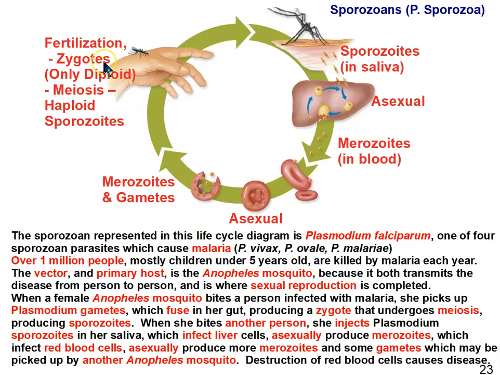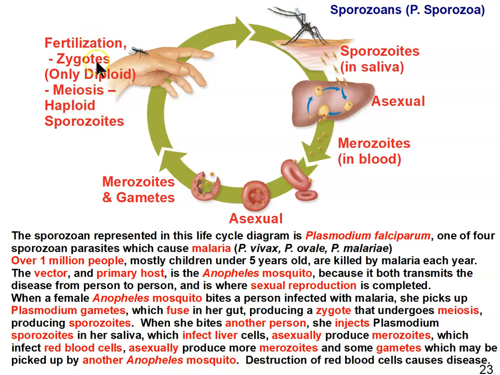In other words, when sperm, which have half the number of chromosomes, fertilize an egg, which has half the number of chromosomes, remember half is haploid, that produces a zygote, which is one cell, but it has the full number of chromosomes. So that's diploid. Then it immediately undergoes meiosis, which reduces the number of chromosomes to half again. So that means that everything else in this diagram, the sporozoites and merozoites, are haploid, and the gametes are haploid. The only diploid in the whole diagram are the zygotes that result from fertilization.